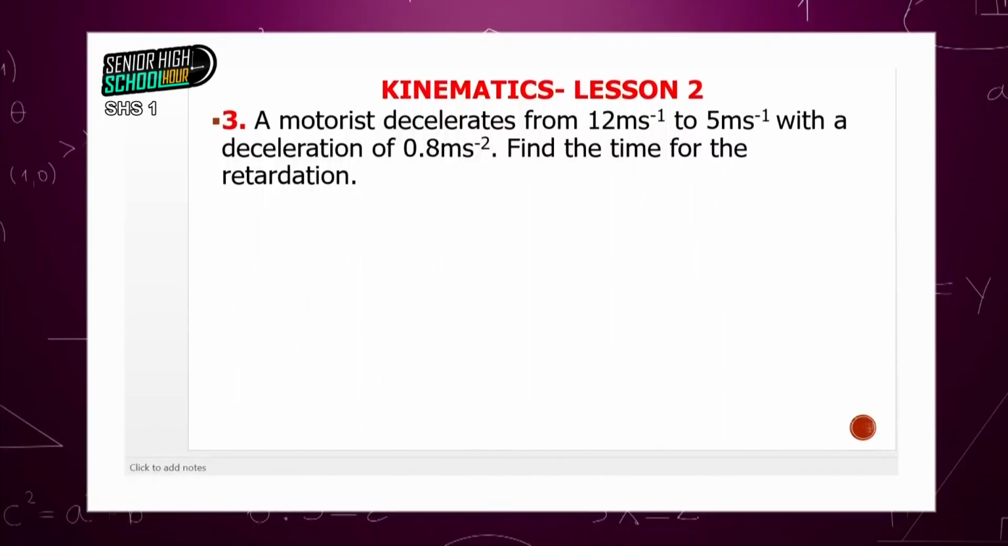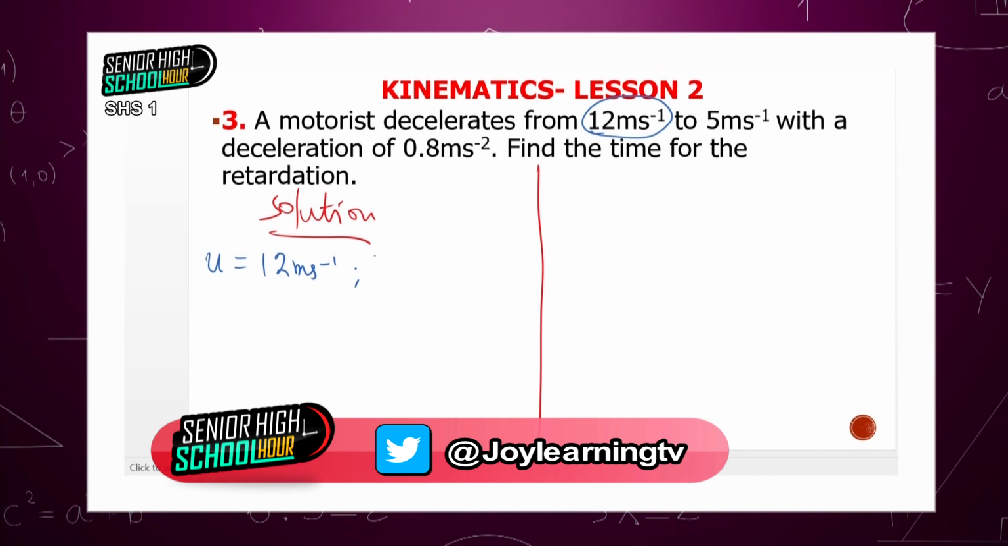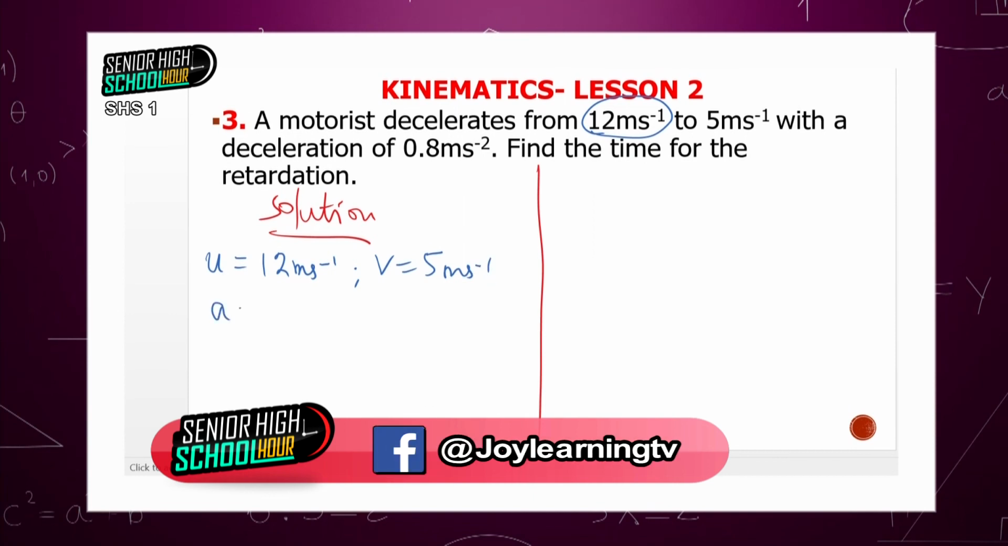Then we will say bye-bye for now. We are told that a motorist decelerates from 12 meters per second to 5 meters per second with a deceleration of 0.8 meters per second squared. We are asked to find the time for the retardation. So we can look at the suggested solution. We are looking for the time. The deceleration began from 12, so that becomes our initial velocity. Then 5 meters per second becomes the final velocity, which is v. With a deceleration, we have a to be 0.8 meters per second squared.